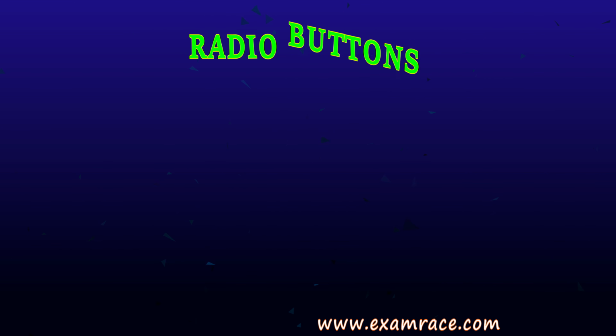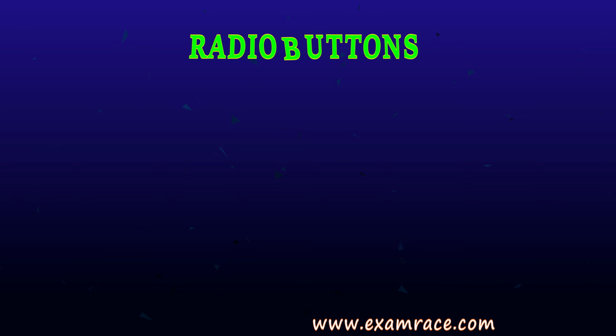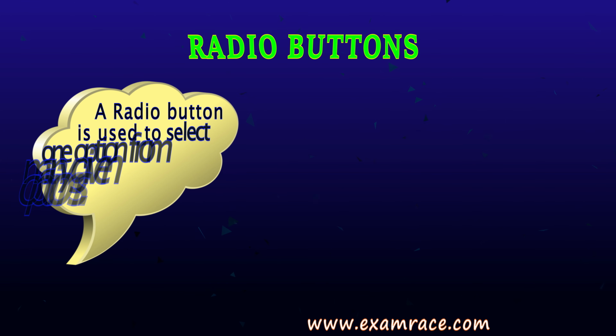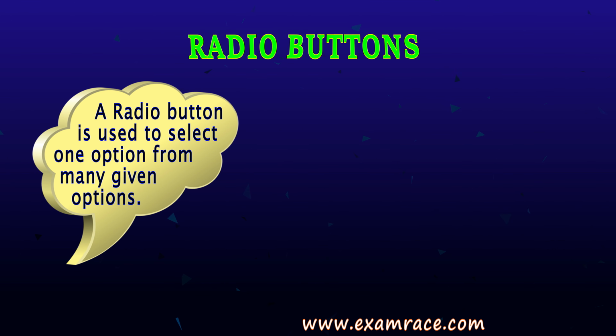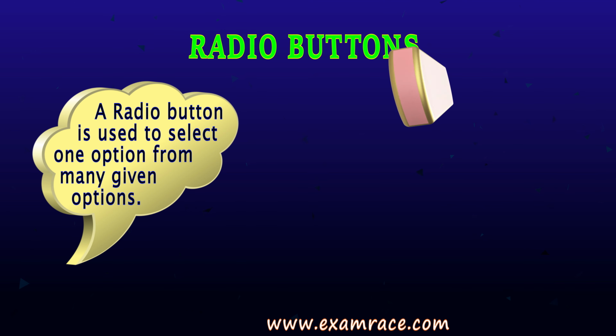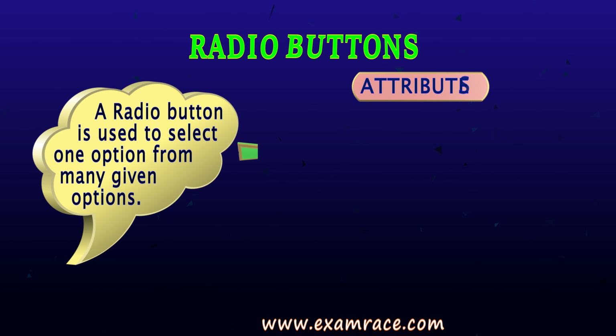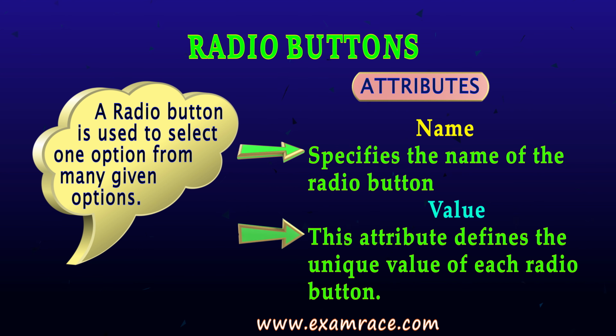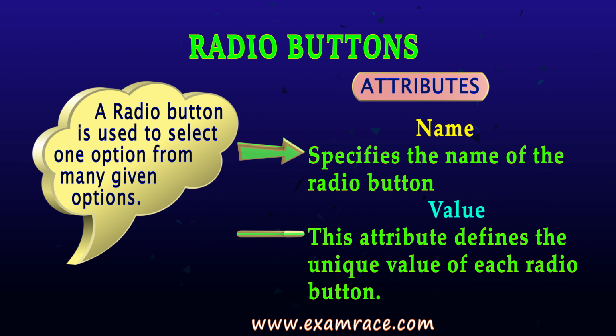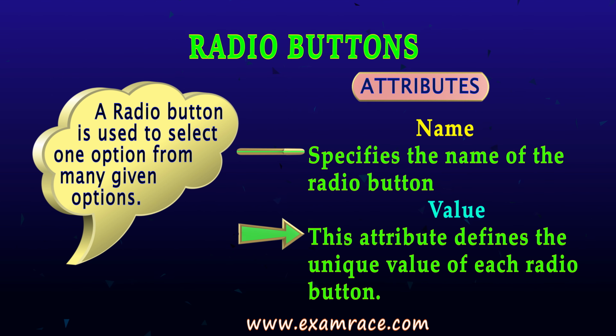So next we are having the radio buttons. So what is the use of radio button? Radio buttons are used to get the data from the user from a number of options. Like we are providing two options over here in the example, male or female. But the user has to select only one option, either male or female. So the different attributes that are working along with the radio button HTML tag are name and value.